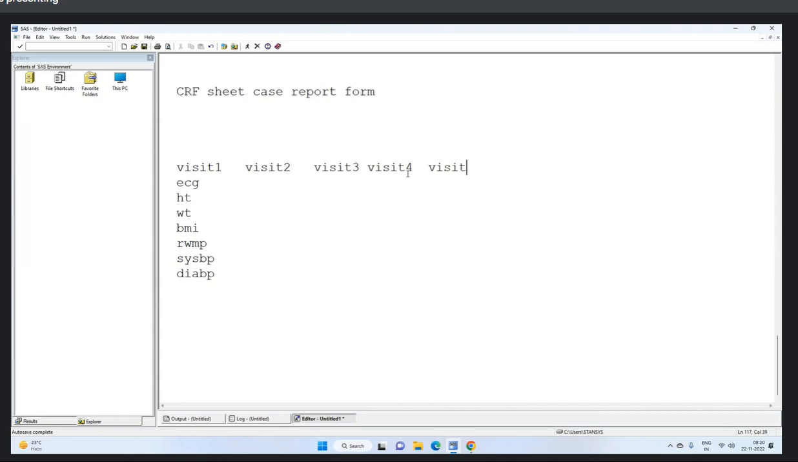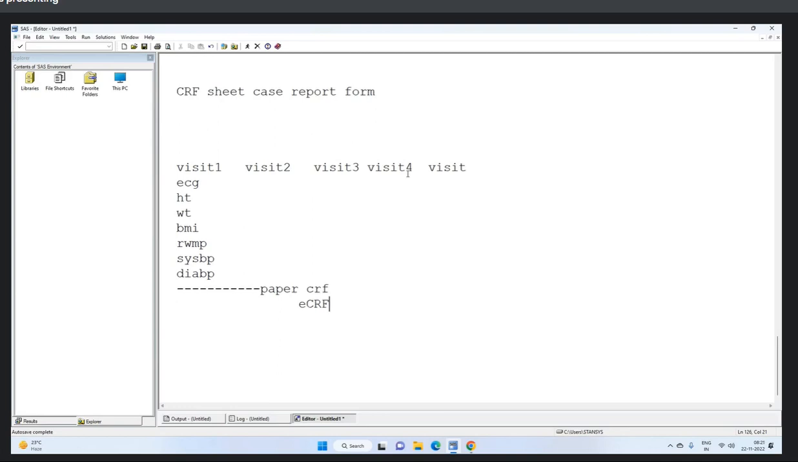Previously, 4 to 5 years back, we used to have only paper CRF sheets. That means it has a hard copy. When the subject comes to the hospital or clinical site, we collect the samples, we run the tests, and we get the test reports. Now the doctor will fill all the CRF sheets by seeing the test reports. But now the paper CRF sheet has been replaced by eCRF sheets.